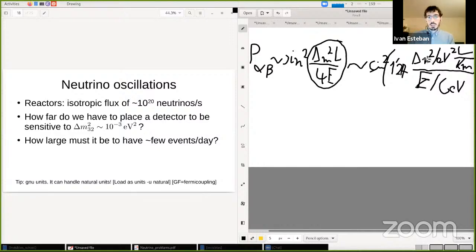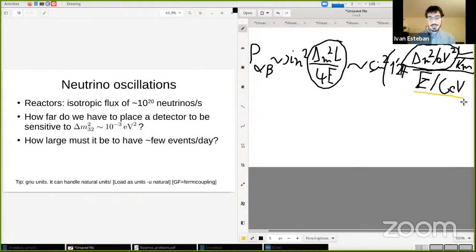So we know that this is of order 10 to the minus 3, this factor here. Now the question is, what is the typical energy of neutrinos in a reactor? Well, in a reactor, neutrinos are produced through nuclear interactions, through all the nuclear fission processes that we use to generate energy in nuclear power plants. Now, what is the typical energy of a nuclear reaction?